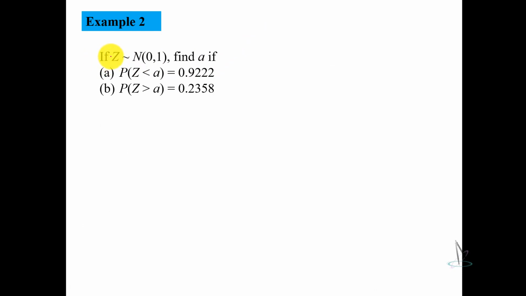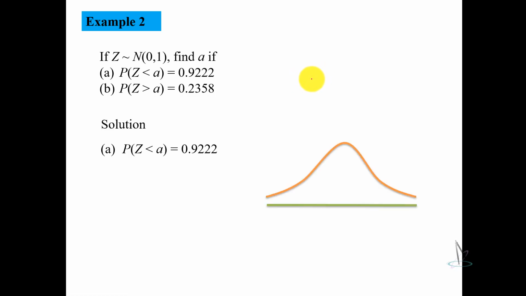Okay, so if Z is a standard normal distribution with mean 0, variance 1, find A. If probability for Z less than A is equal to 0.9222, and then B, probability of Z greater than A is 0.2358. Okay, so now what you can do? Probability of Z less than A is 0.9222. So basically draw the bell-shaped curve.